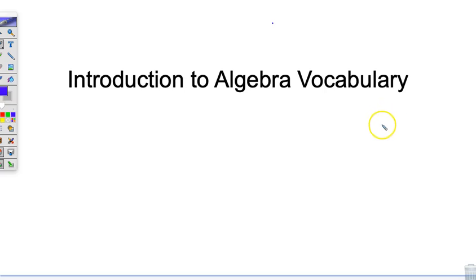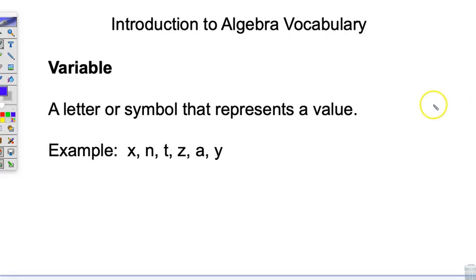In today's lesson, we are going to talk about algebra vocabulary. One of the most important words used in algebra is variable. It is a letter or a symbol that represents a value. Some examples include x, n, t, z, a, or y.